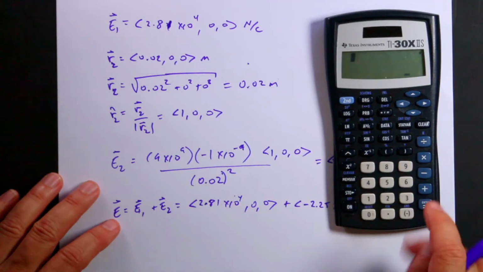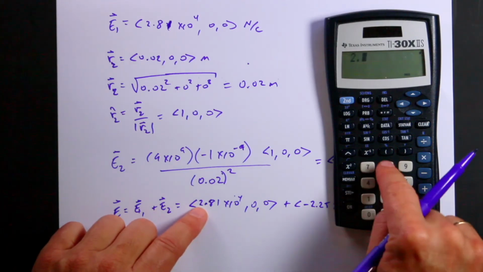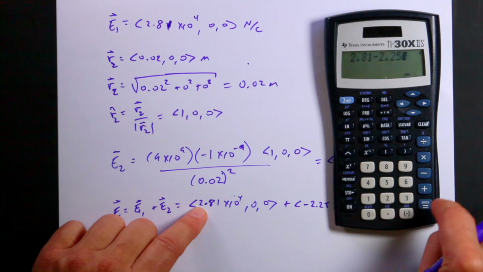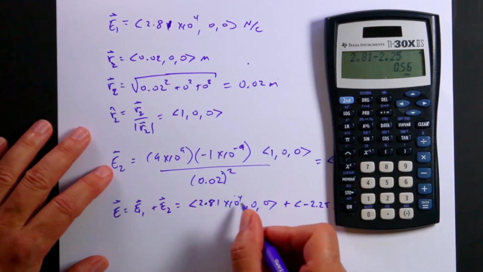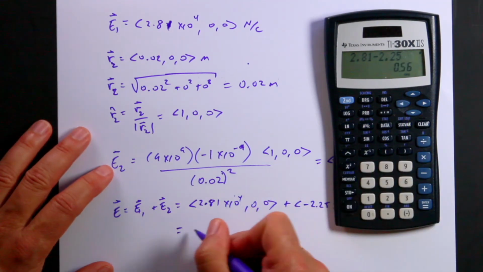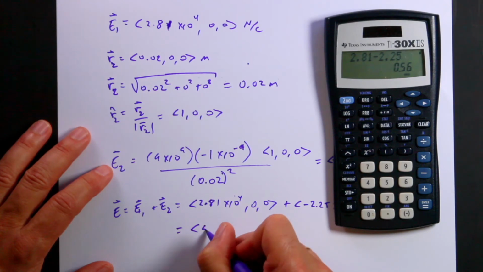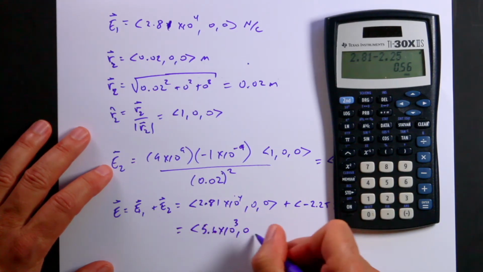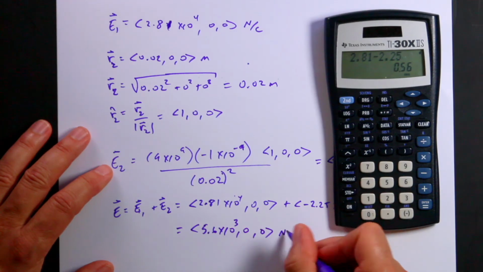Put the calculator here so you can see it. So I'm just going to say 2.81 minus 2.25, and I get 0.56, but I still have that times 10 to the 4th. So it's going to be 5.6 times 10 to the 3rd, 0 newtons per coulomb.